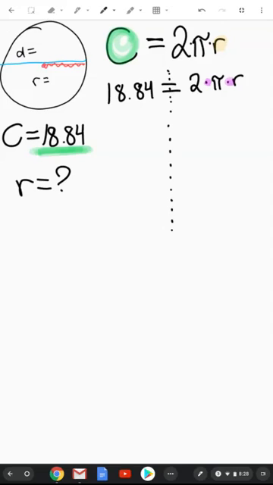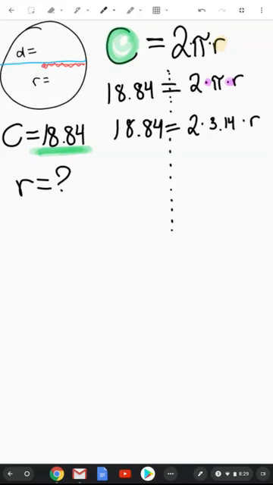So a couple of things that we can do to start us off. That pi sign might be freaking some of you out. Don't freak out. We know that in 7th grade math, we use the number 3.14 instead of that pi symbol. So instead of writing pi, I'm going to write 3.14 times r.